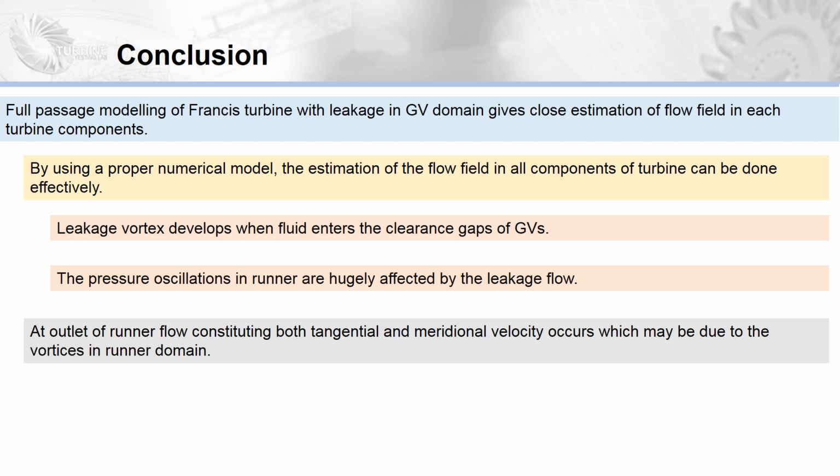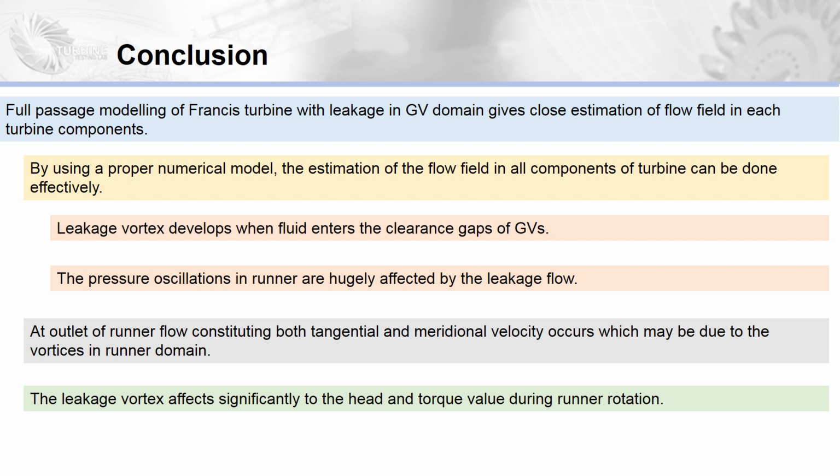At the outlet of the runner, flow constituting both tangential and meridional velocity occurs, which may be due to the vortices in the runner domain. And at last, the leakage vortex affects significantly the head and torque value during the runner rotation.